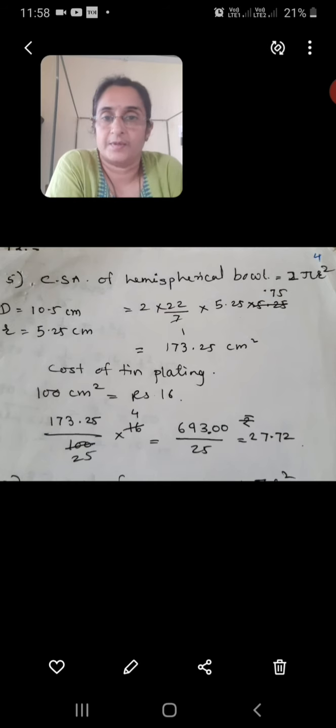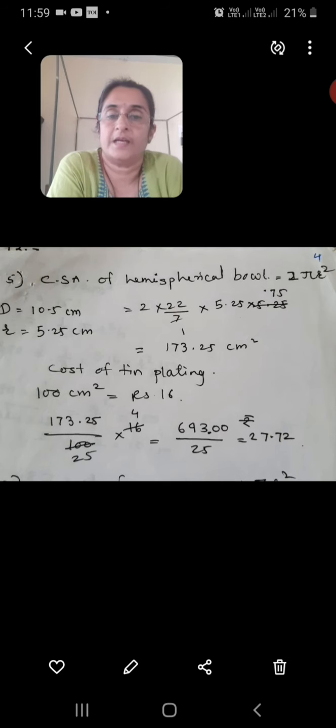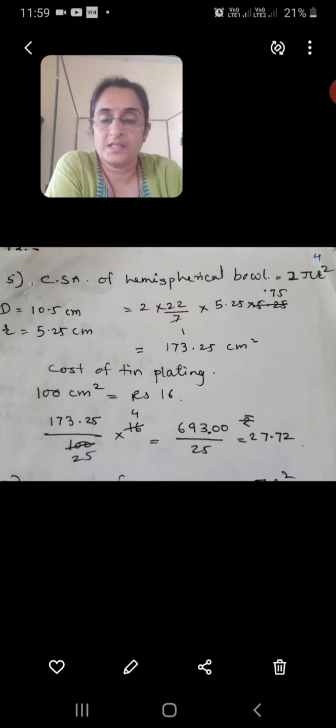Now a hemisphere is half a sphere only. For that, the curved surface area will be half of the sphere's area. So the sphere we considered as 4 pi r square, so the curved surface area of a hemisphere will be 2 pi r square. And the total surface area of a hemisphere means the curved surface area and the one circle area together, that will be 3 pi r square.